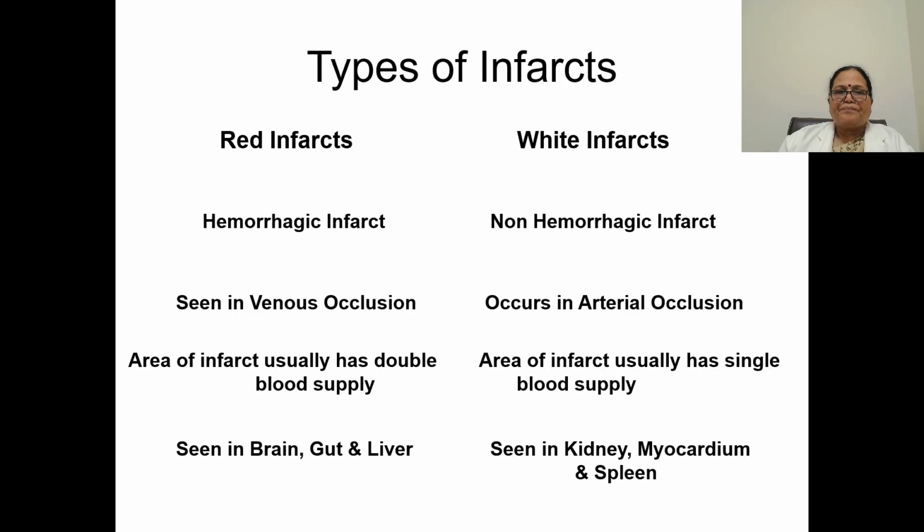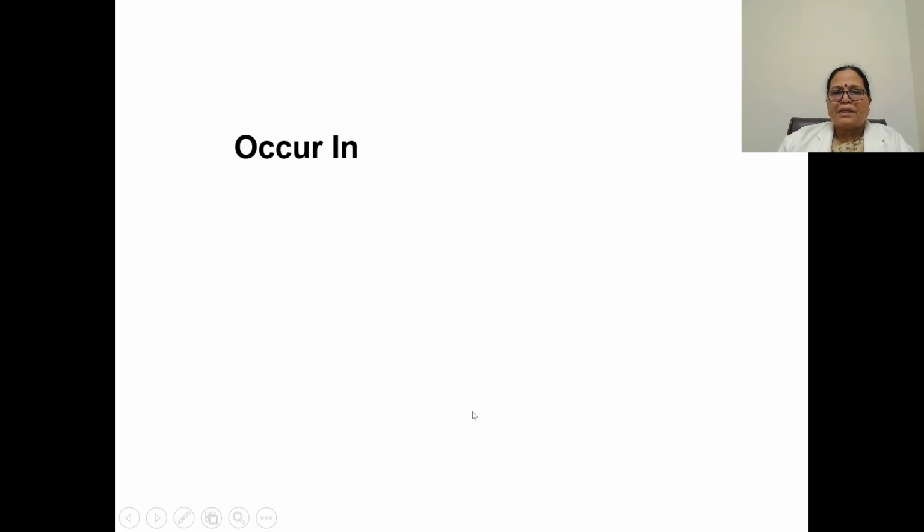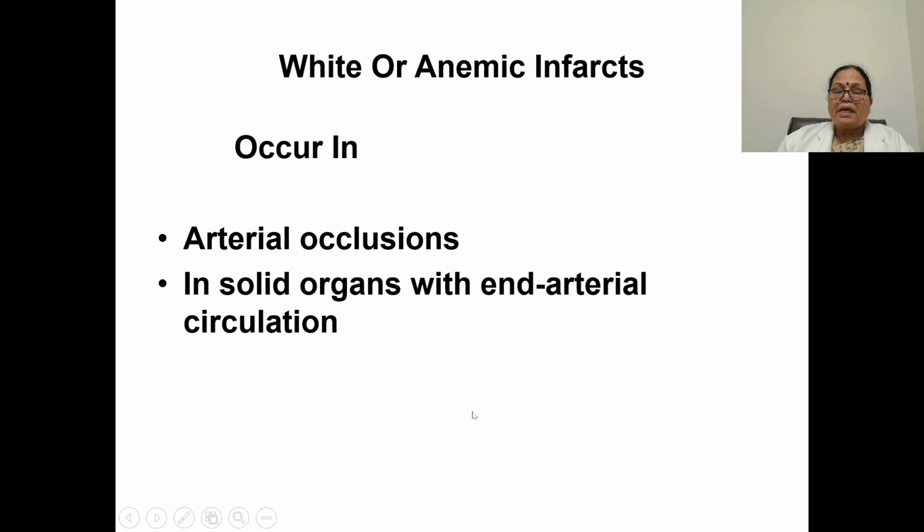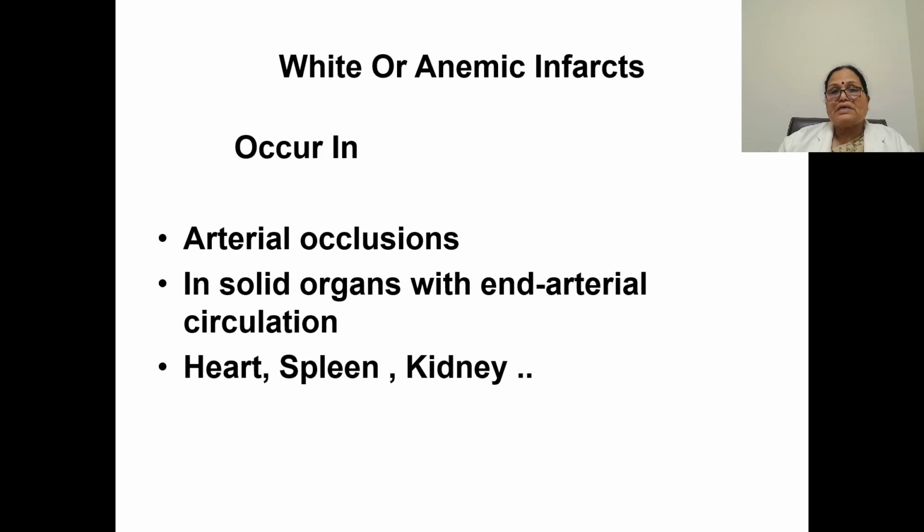Now looking at the types of infarcts: red infarcts and white infarcts, hemorrhagic, non-hemorrhagic. In venous occlusion, the area of infarct is usually double blood supply, seen in brain, gut and liver; single blood supply is seen in kidney, myocardium and spleen. So, white or anemic infarcts occur in arterial occlusions, in solid organs with end arterial circulation: heart, spleen, and kidney. Again and again, I'm repeating this because it's an important point.